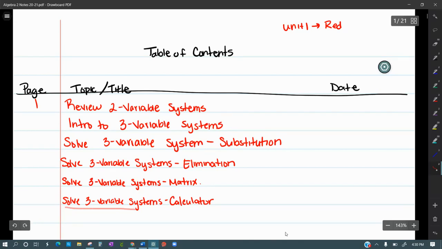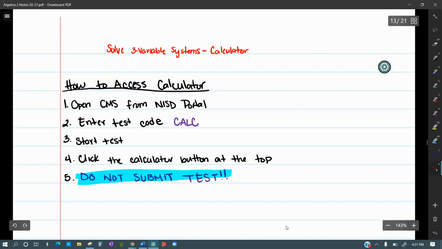Solving three-variable systems with a calculator. That is what we're going to discuss today. So please add this to your table of contents as well as titling your next page. So, solving three-variable systems with a calculator.